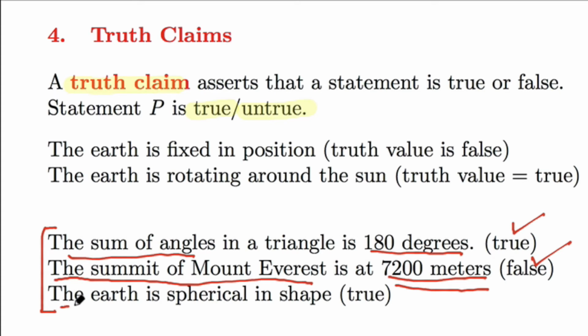A person might assert that the Earth is spherical in shape, and this would be assigned a truth value of true. Now, we know the Earth is not exactly spherical. However, in classical logic, truth claims are either true or false. That's just how we want to think about things.